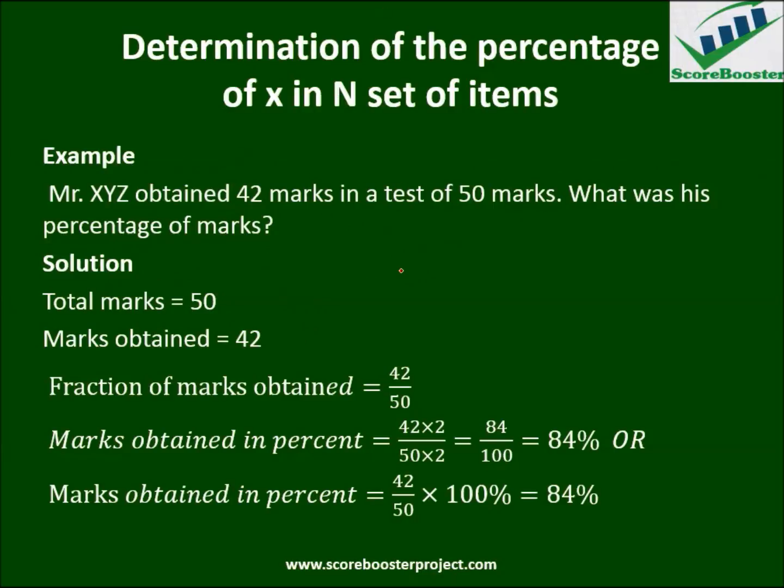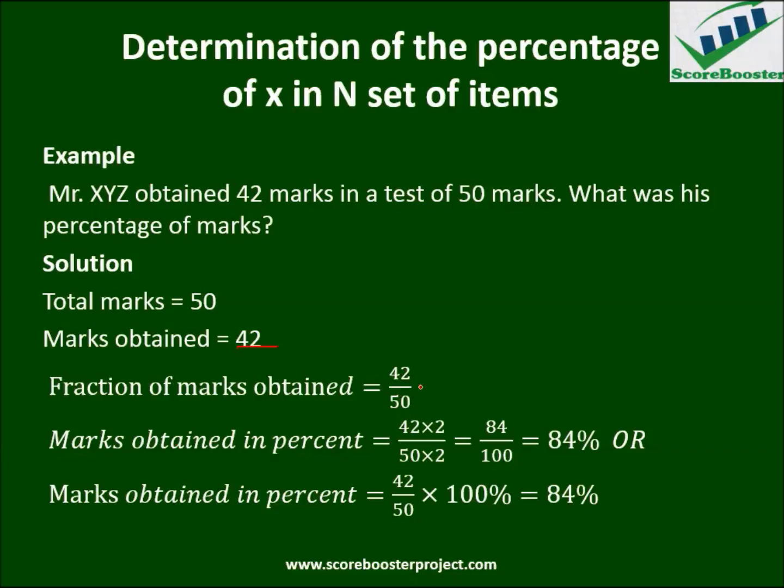So let's have some examples. Mr. XYZ obtained 42 marks in a test of 50 marks. What was his percentage of marks? The total obtainable marks is 50, and the mark obtained by Mr. XYZ is 42. So the fraction of marks obtained is the marks obtained divided by the total number of marks, which is 42 over 50.